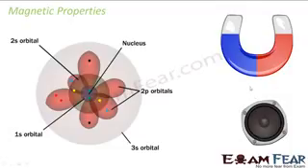Every substance has some magnetic properties, and the origin of these properties lies in the electrons. If you look at each electron, you see it behaves like a tiny magnet. Its magnetic moment originates from two types of motion: one is the orbital motion around the nucleus, and the other is the spin around its own axis.